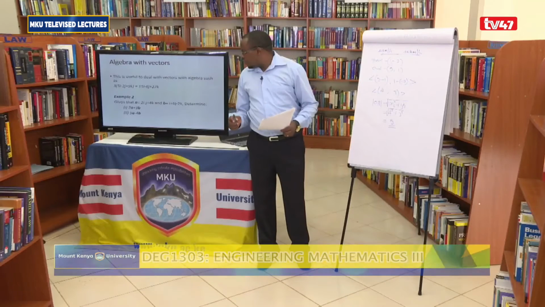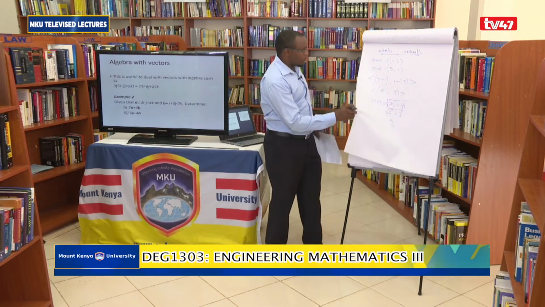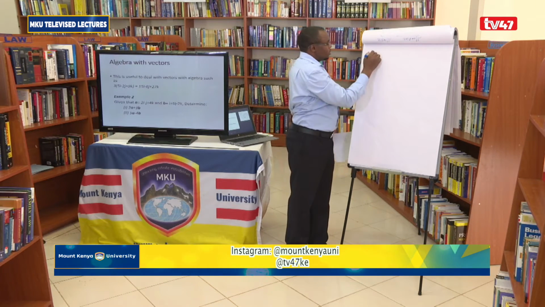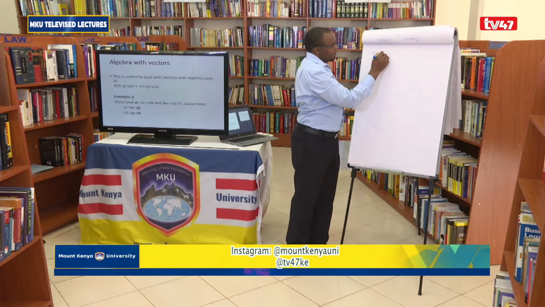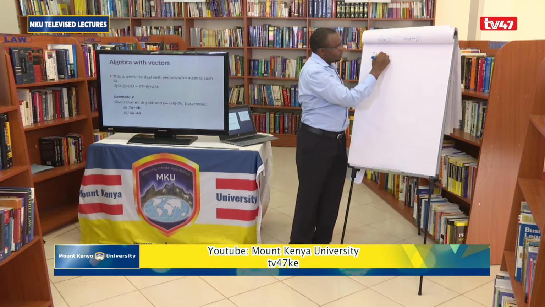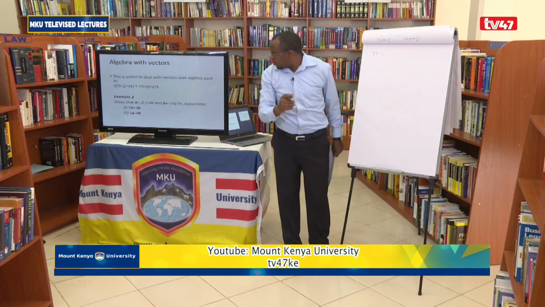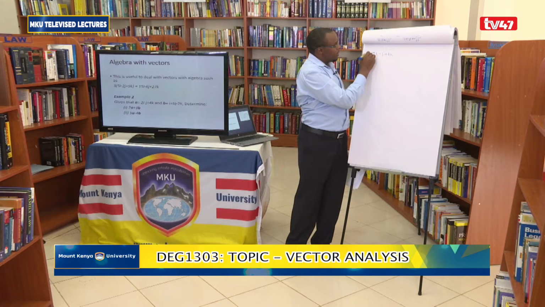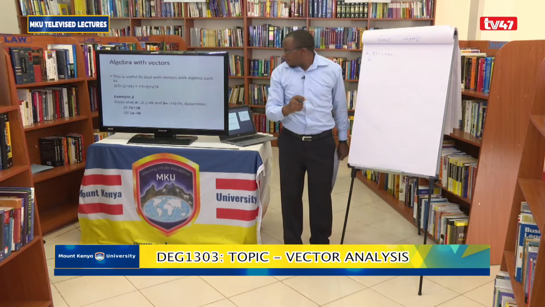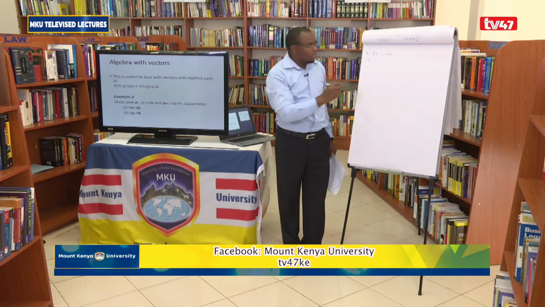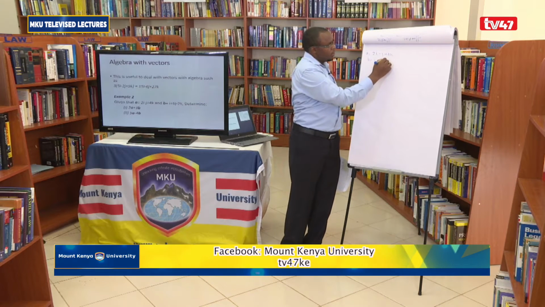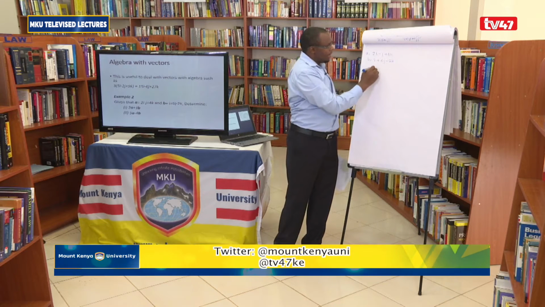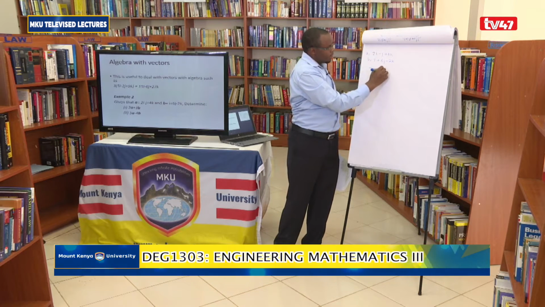So we have got a, which is 2i minus j plus 4k. And our b is given by i plus 6j minus 2k. And then you're supposed to get 2a plus 3b.